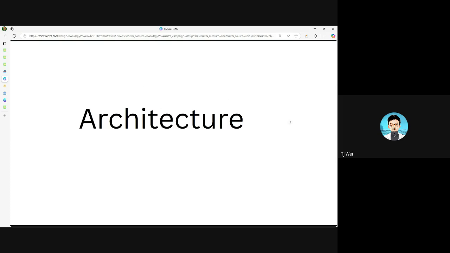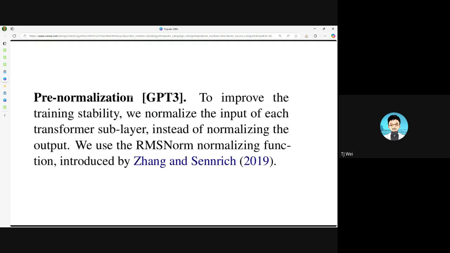Okay, another thing we are interested in is the architecture. First, it uses pre-normalization like GPT-3. As we talked about with GPT, sometimes we move the normalization layer to before or after the input. That is a popular variation that differs from the original design of the transformer. So to improve the training stability, they normalize the input of each transformer sublayer instead of normalizing the output. So that's a small difference.